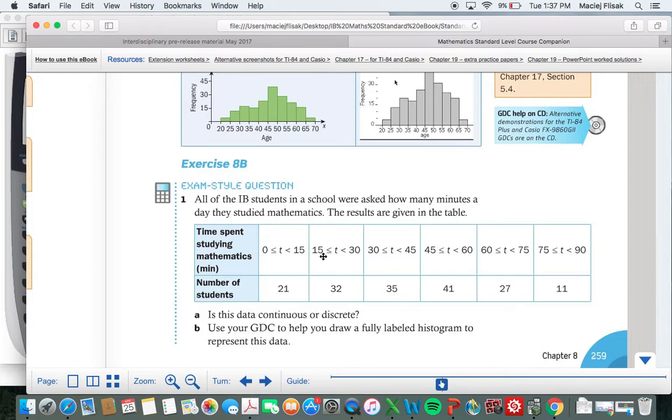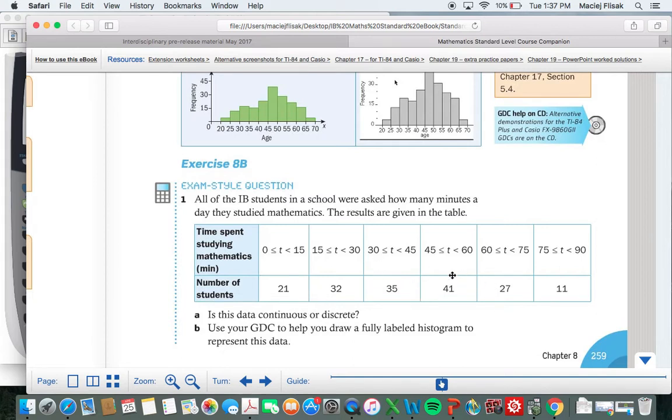And then here it begins at 15 and includes it. So if a student studied exactly 15 minutes, they would be counted here, not here. If a student studied 14.99999 minutes, they would be included here. So again, this is continuous, you can see, because it ends and begins with the same value. And then here's the count.